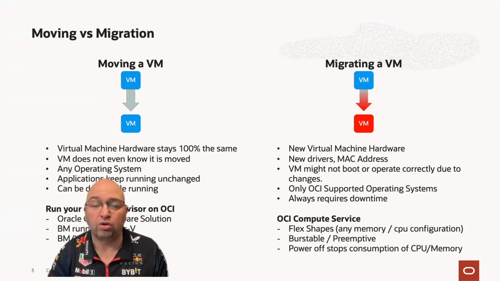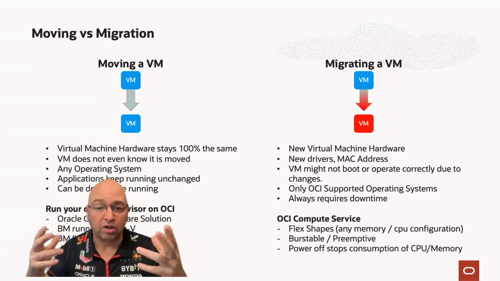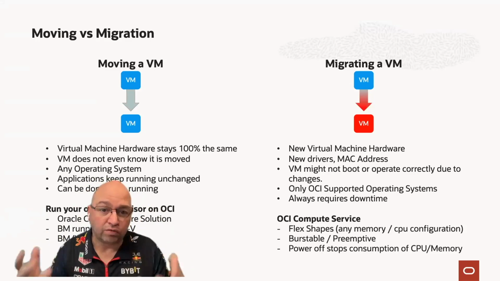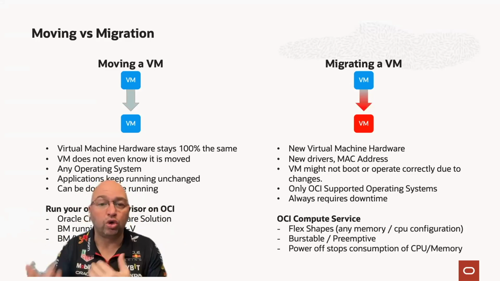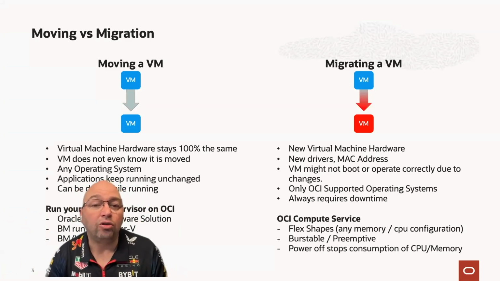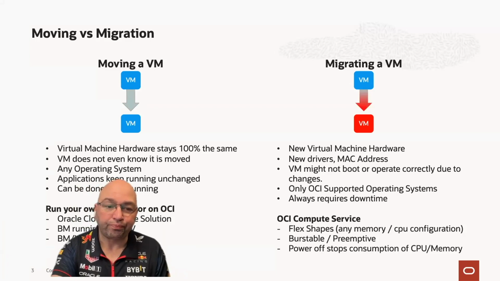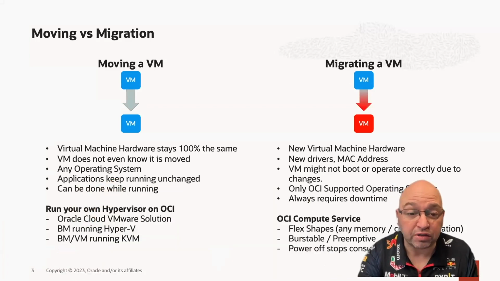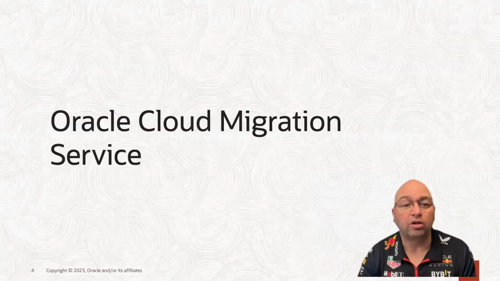And it is a migration. So the virtual machine will see different hardware, it will see a different network card, a different SCSI driver, and that kind of thing. So we need to make sure that during the migration process, those things can be handled and taken care of so that it is an easy and automated way to move. To enable this, we have a specific service, the Oracle Cloud Migration Service.